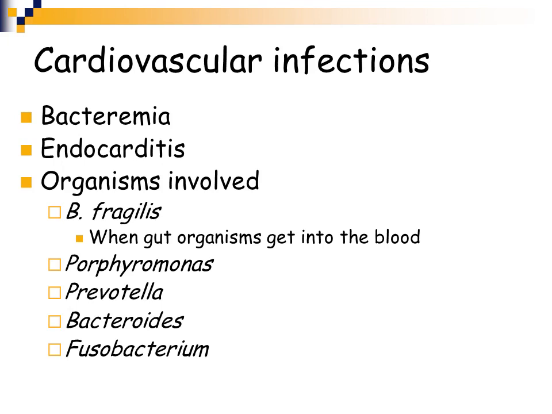You have so many organisms in the gastrointestinal tract that if there's a perforation, those are getting into your bloodstream, and there's so many organisms, it can cause bacteremia, which can lead to septic shock, which can lead to death quite rapidly. Other organisms are Porphyromonas, Prevotella, Bacteroides, or Fusobacterium. Basically, any organism can cause a cardiovascular infection.